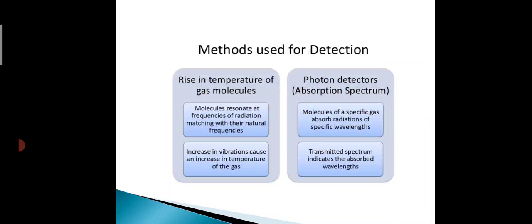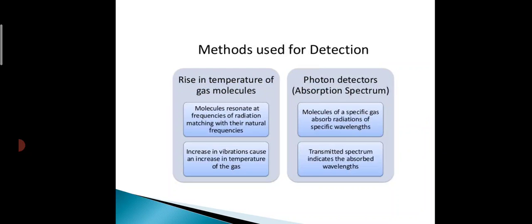Here we are using two methods for detection. First one, the rise in temperature of gas molecules. The other one, the photon detectors. Rise in temperature of gas molecules means the molecules resonate at the frequencies of radiation matching their natural frequencies. Increase in vibration causes an increase in temperature of the gas. That is the first method.